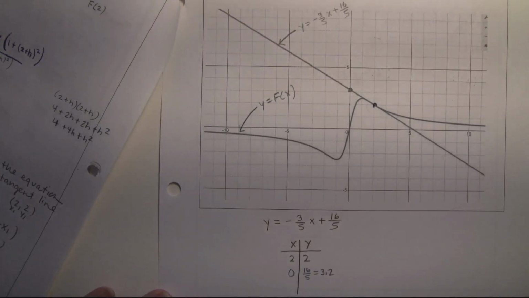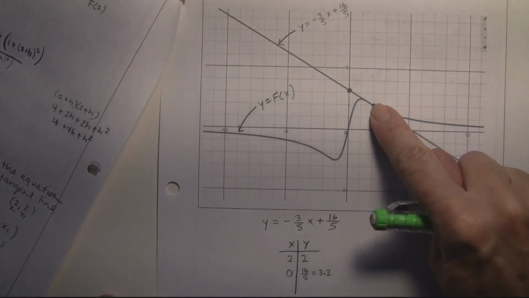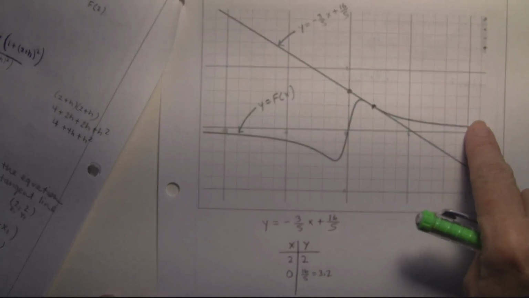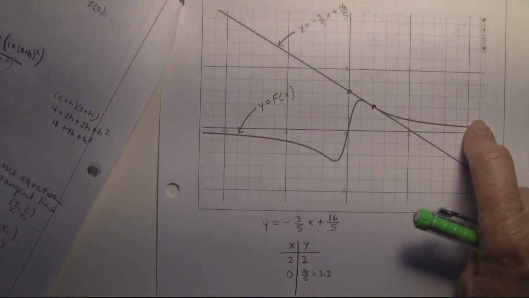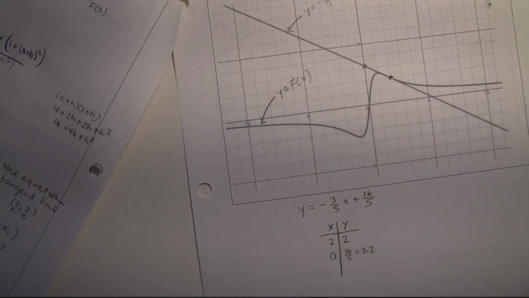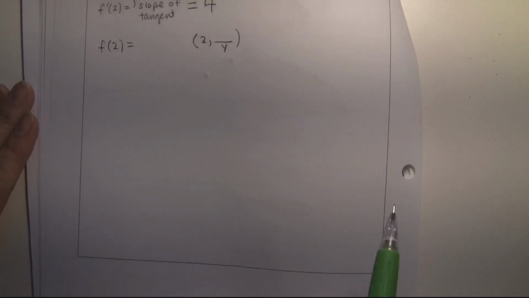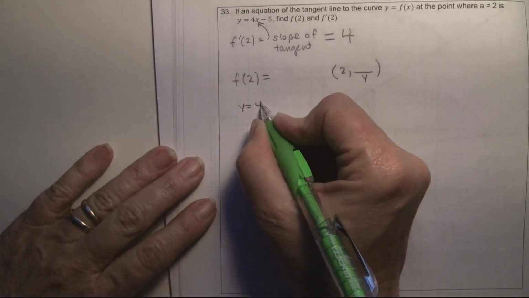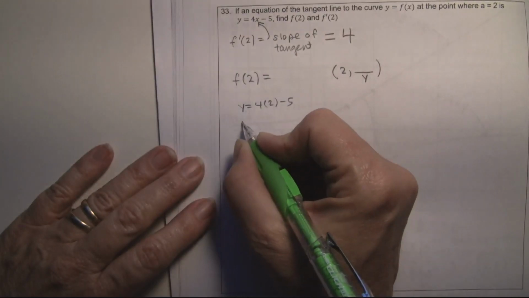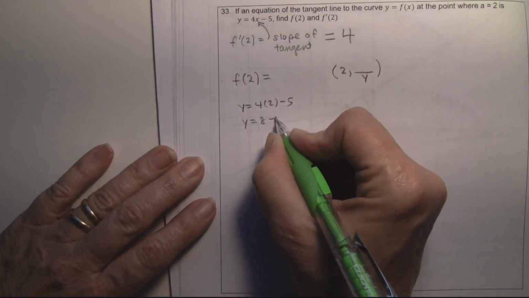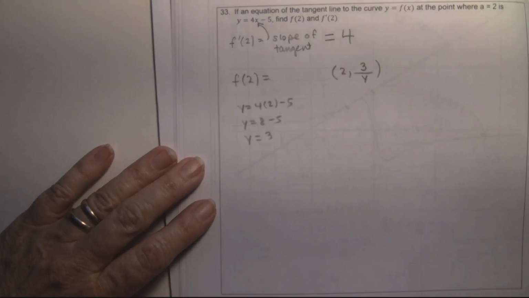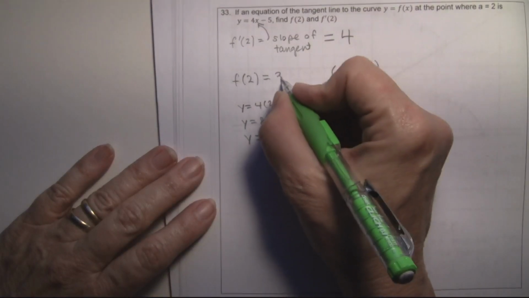Well, they have the same point. And so since they have the same point, it's the point they share in common. They're asking me to find the point on the curve, but they didn't give me the curve, but they did give me the line, and it's the point they have in common. So the good news is that I can just go to the line and plug into y equals 4 times 2 minus 5. So y equals 8 minus 5, which is 3. And so the y value is 3. So f of 2 is equal to 3.